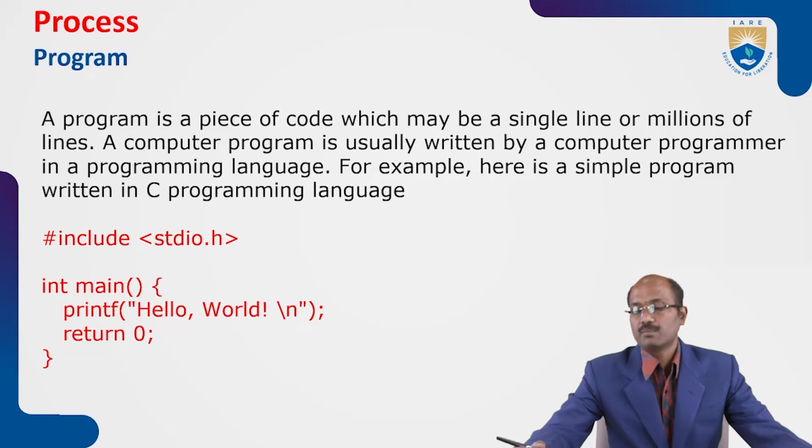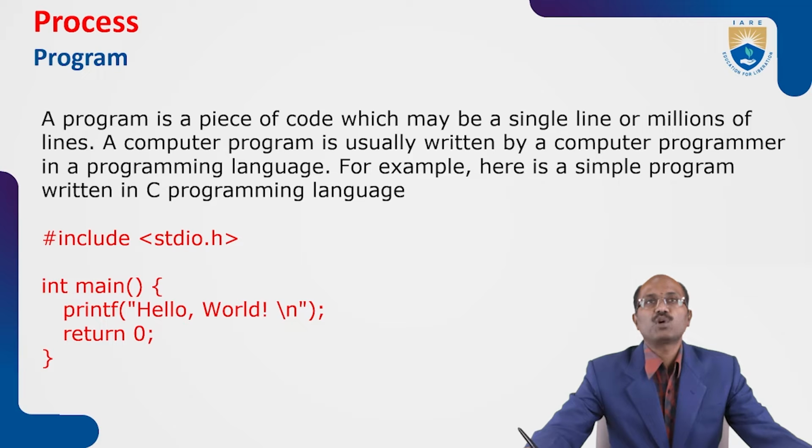A program is a piece of code which may be a single line or millions of lines. A computer program is usually written by a computer programmer in a programming language like C, C++, Java, or any programming language. So let me give one example of a simple program written in the C programming language.